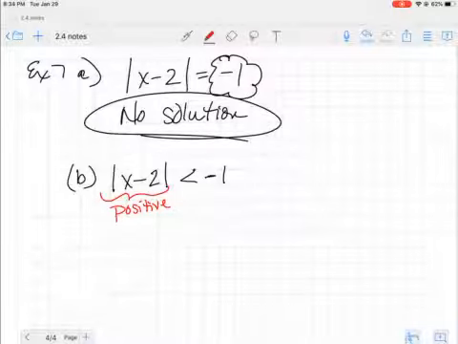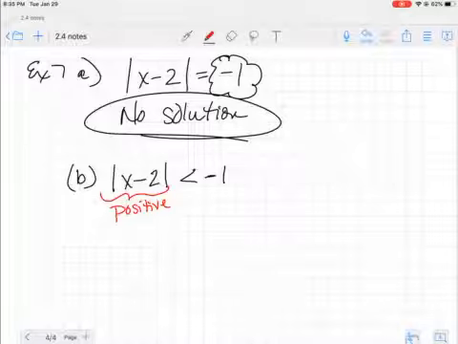That's always going to be a positive number. Is there ever any possible way that a positive number is going to be less than a negative number? No. No possible way ever. Because I know that there's never going to be any possible way.